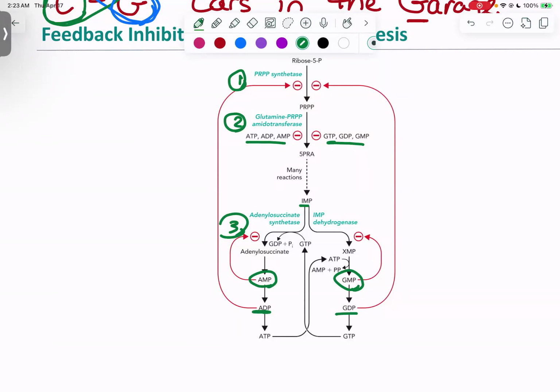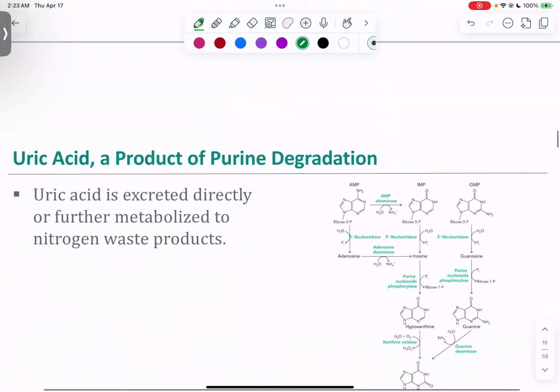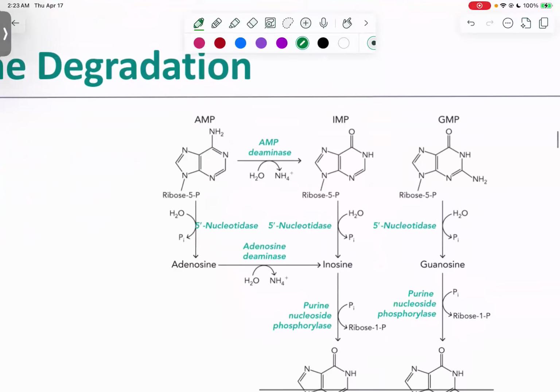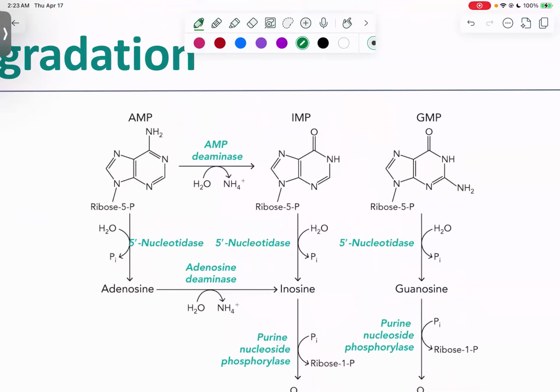We know how to do them. Now, what happens if we have to degrade them? Well, if we degrade them, we turn it into uric acid. And when you look at how this happens, you're going to start with either AMP, IMP, or GMP. And so what we want to do is get rid of the nitrogens, right? So the first thing that can happen is you can take AMP and you can deaminate it and turn it into IMP.